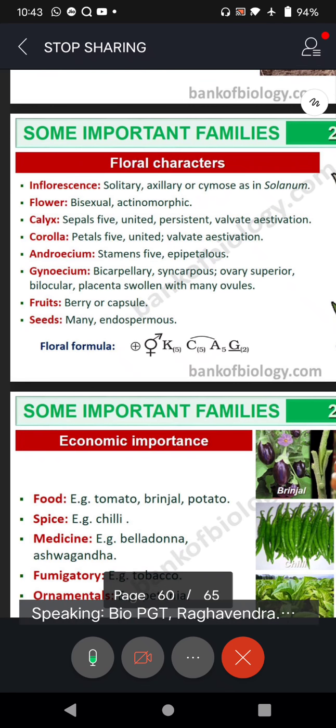Yeah, valvate aestivation. They are touching. Each petal will be touching each other, slightly overlapped. That is valvate aestivation. Then comes androecium. Androecium is the male reproductive part.